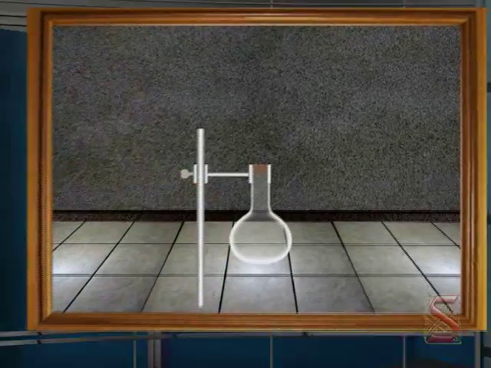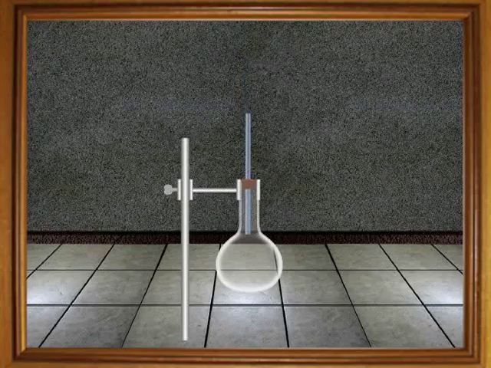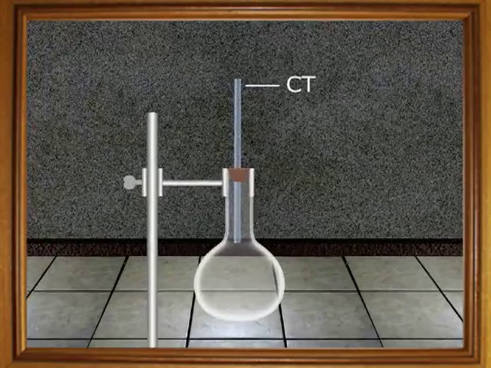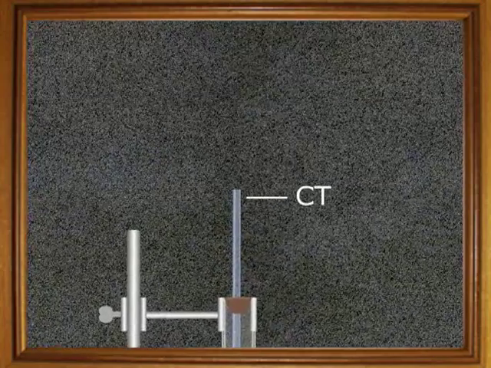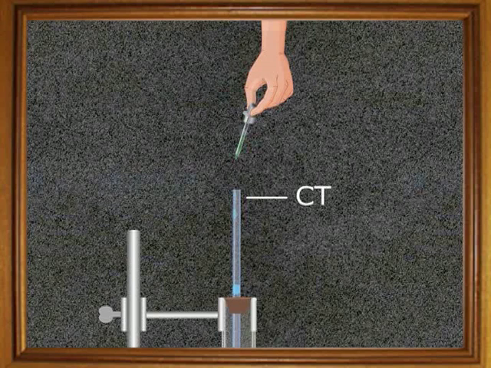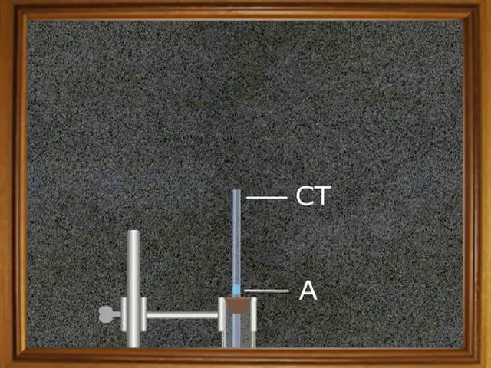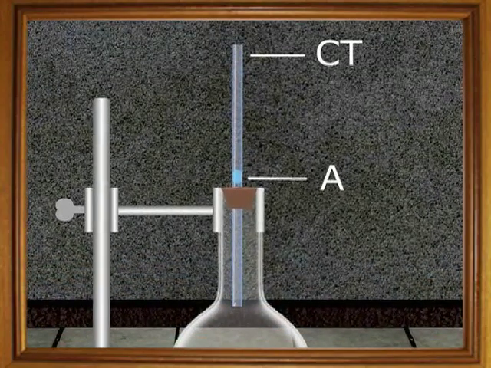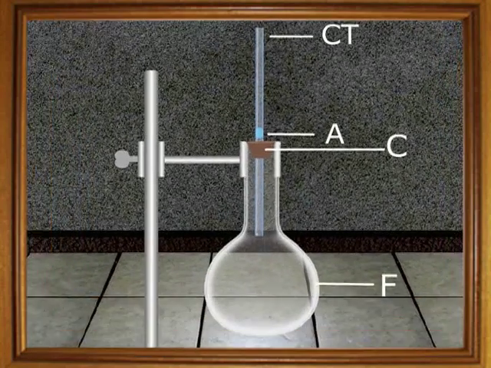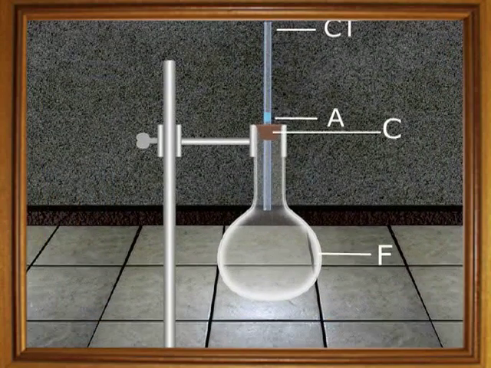Now, let us do one more activity to show that gases expand on heating. We need a long capillary tube CT as shown, and trap a few drops of colored water A in between the capillary tube. Insert the capillary tube in a single hole rubber cork C and fit it to the empty, that is air filled, round bottomed flask F as shown.